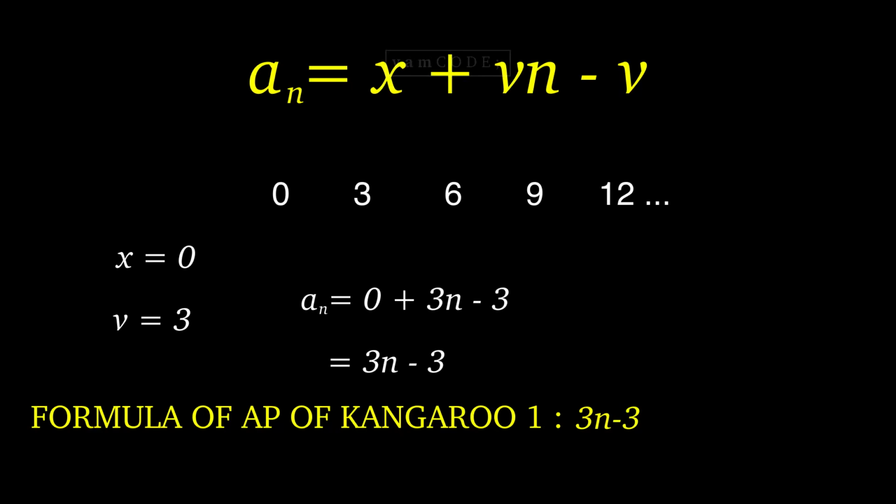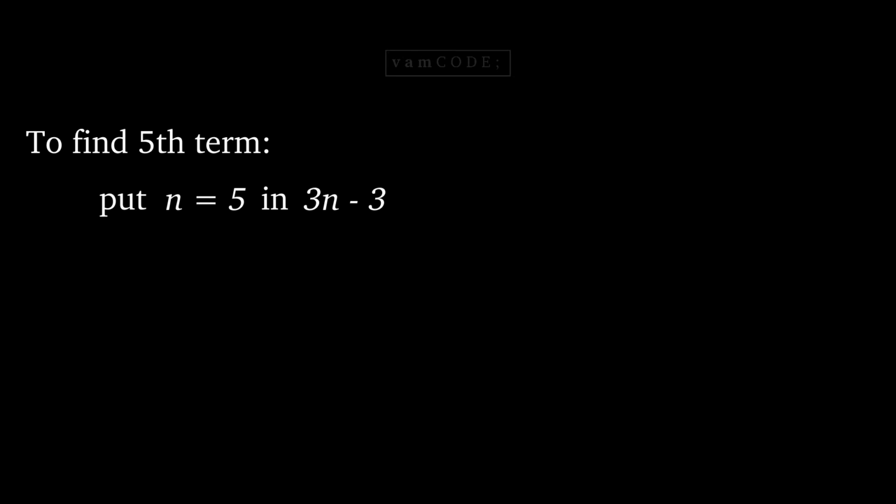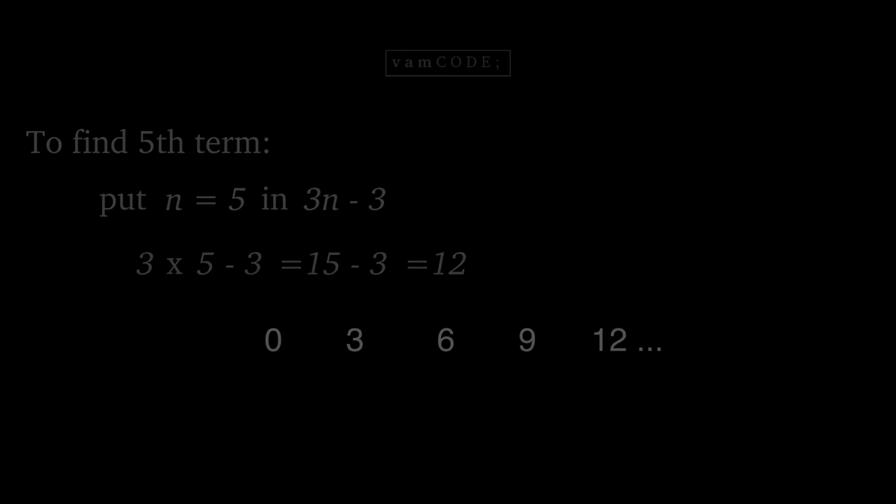If I wanted to find the fifth term in this AP, then all I'd have to do is substitute 5 in the place of n. So we get 3 times 5 minus 3, which is 15 minus 3, which is 12. And sure enough, if we check our previous number series we wrote, there is a 12 as the fifth element, or fifth term.